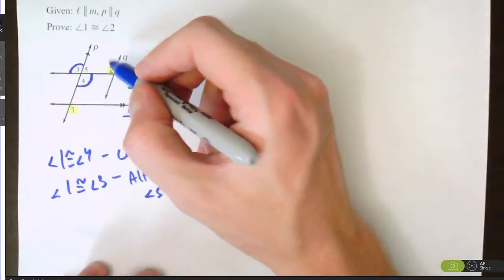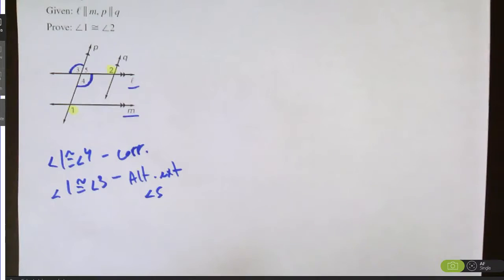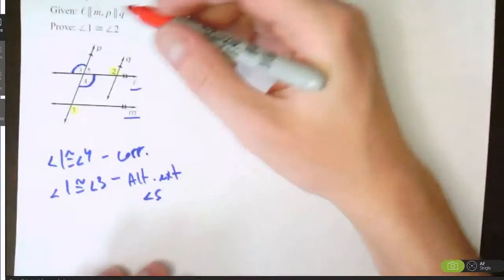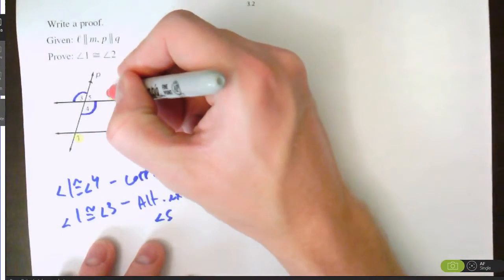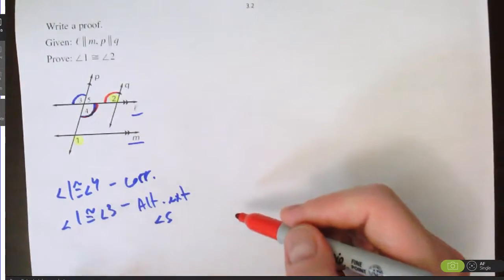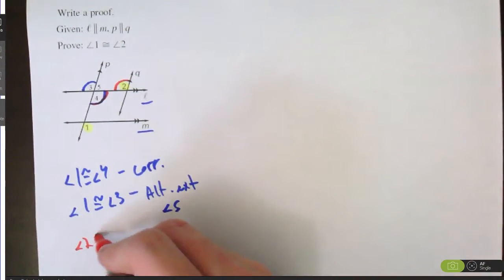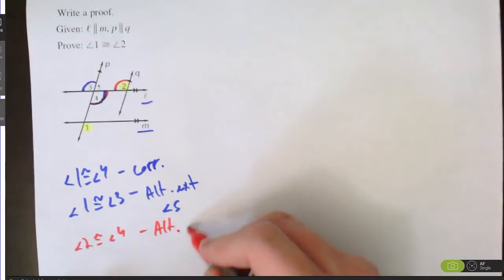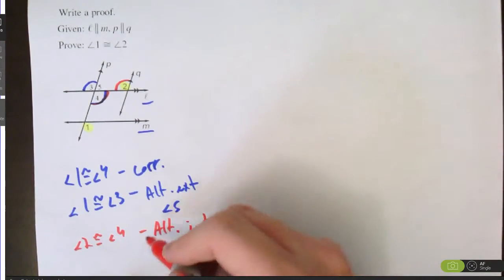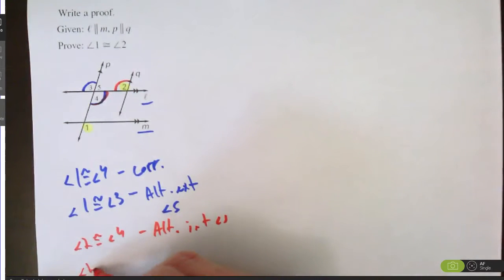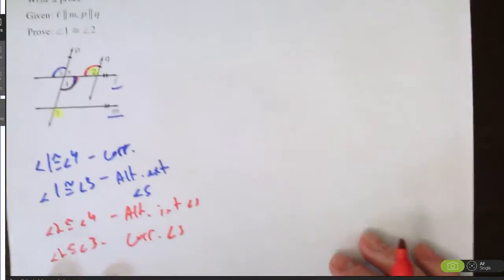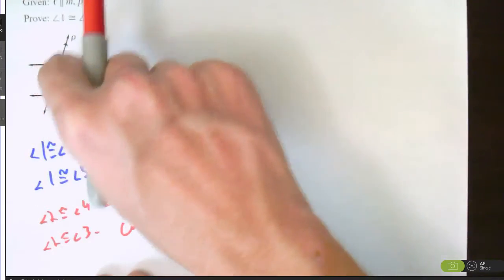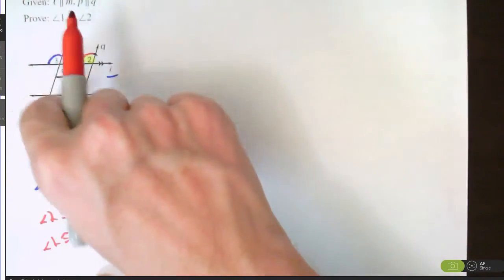Now the question is, can I get 2 congruent to anything? Well, let's see here. It might help you to turn your page a little bit, or maybe you're good at visualizing this, but 2 and 4 are also alternate interior angles. So angle 2 is congruent to angle 4, alternate interior angles. And I can also say that 2 and 3 are congruent by corresponding angles. So I actually have a couple different ways to get angle 2 to angle 4 or 3, and I have a way to get angle 1 to angle 3 or 4.